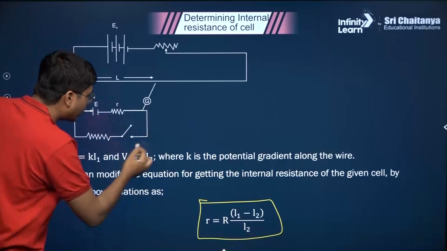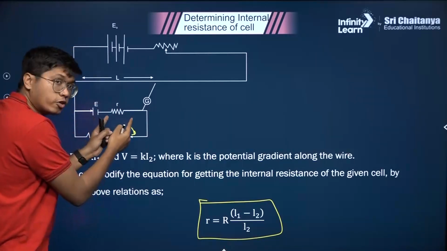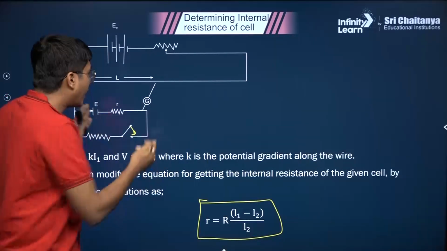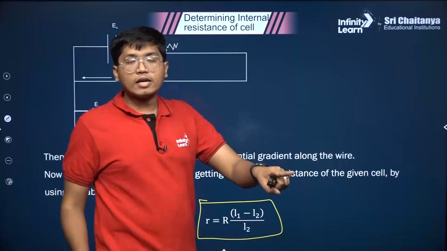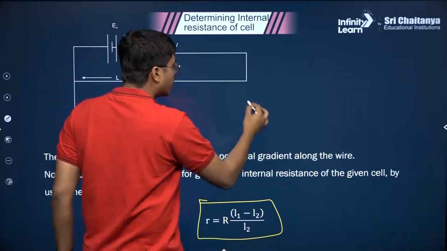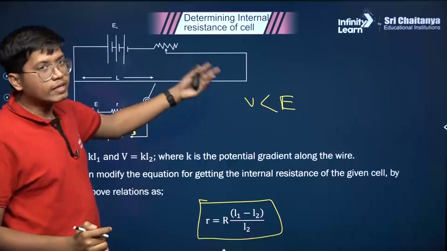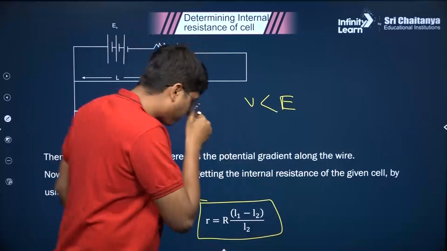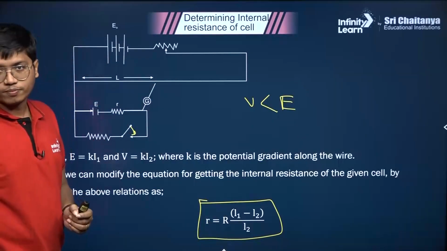Next, when you close this and let current flow, there's going to be a potential drop because of this, which means the length value is going to decrease. Your L2 value will always be less than your L1 value. Why? Because V is always less than your EMF. Less than or equal to, we'll consider as if there's internal resistance, V is less than EMF. So this is your relation for the internal resistance of the cell.